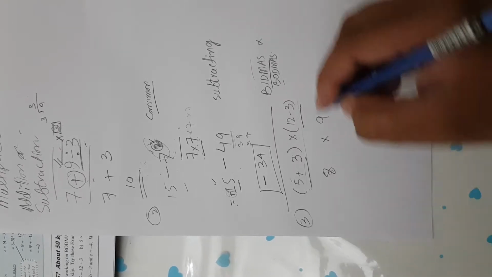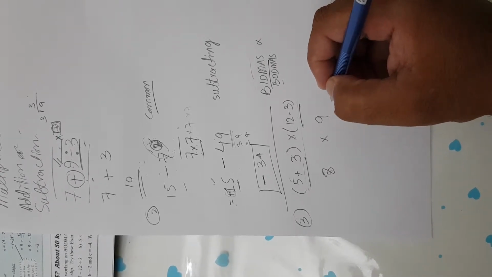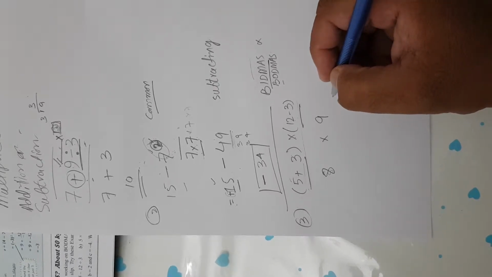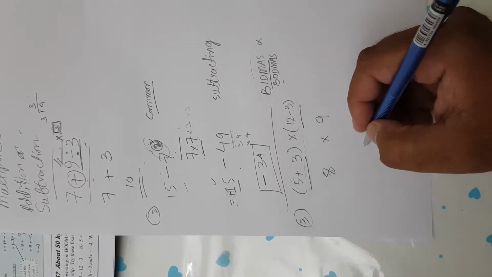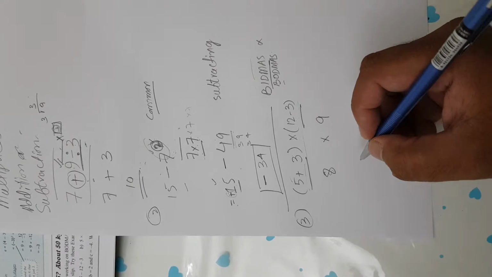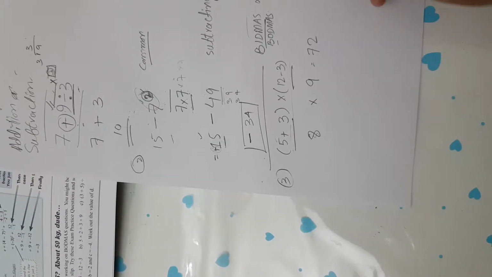Now, remember that the times table is the backbone of mathematics. If you're not good with the times table, no matter how much skill you are learning, at the end of the day, you will say 9 times 2 is 30, and your answer is absolutely wrong. So please learn times tables properly. Without that, it's not going to work. Now, 8 times 9 is 72, and that is my answer.